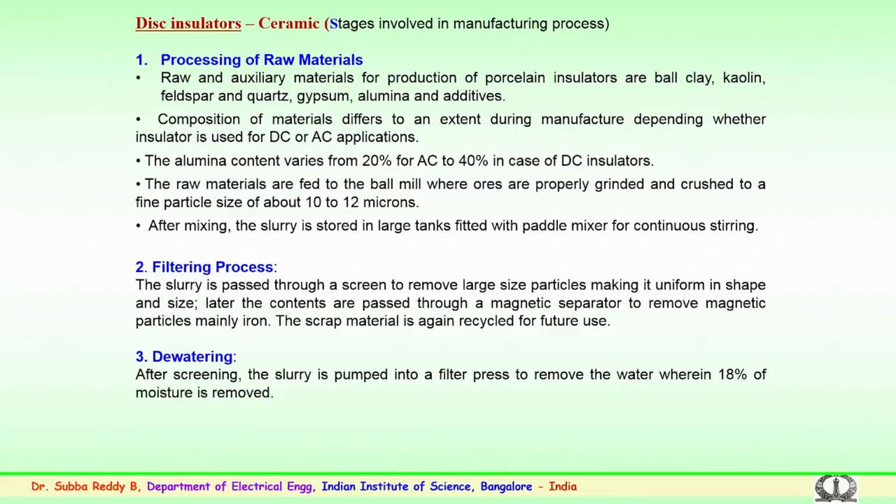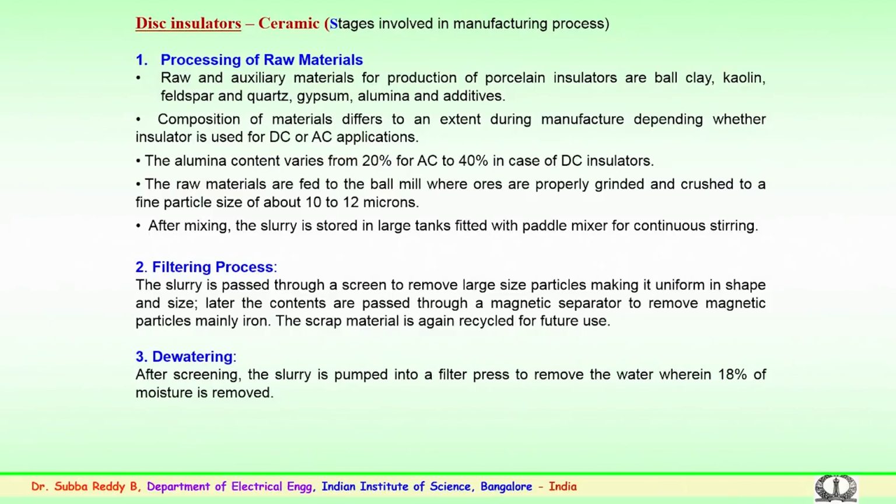Again, ceramic insulators come in different types, it could be bushings, it could be long rod insulators. So, there are other types which are being manufactured. We will focus on the disc insulators which are basically used for transmission. There are several stages of manufacturing these porcelain or ceramic insulators. We look into the steps which are being followed. Initially, the processing of raw materials.